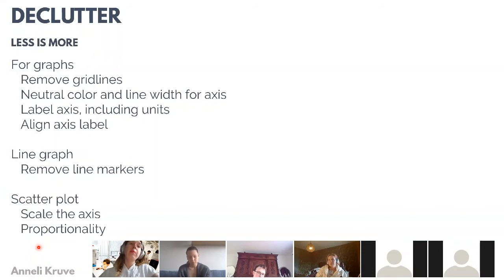And for scatter plots, what is important is that the axis should be scaled. That means basically that if you are plotting, for example, measured versus expected values, then you want them to have the same range as well as the same size, so that it would really be proportional and scaled.